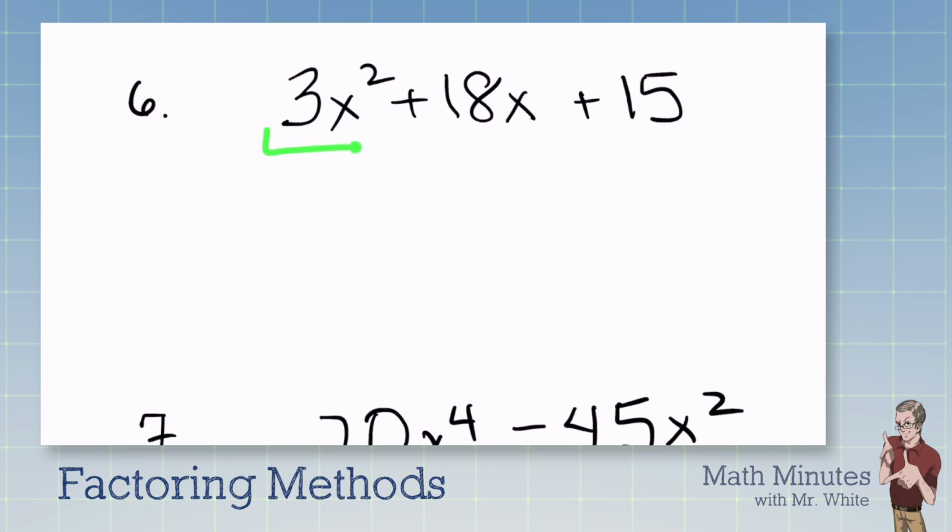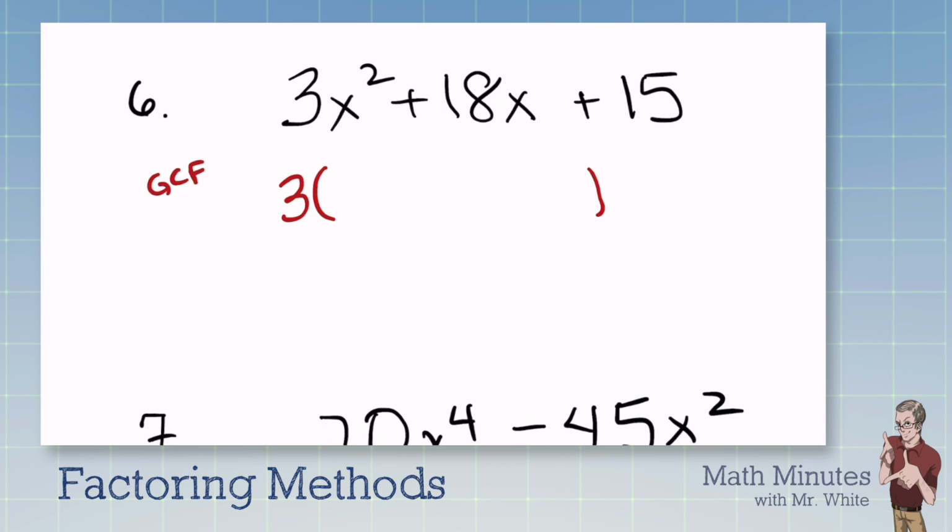This problem has 3 terms. Are there any numbers that divide into all of them? Any number that divides into 3, 18, and 15? 3. They're all divisible by 3. Now, some students make the mistake of thinking that we're going to divide everything by 3 and just get rid of it, but that's not the case. All right, we're going to divide it out, which means it's going to end up out front. So the first step is greatest common factor.